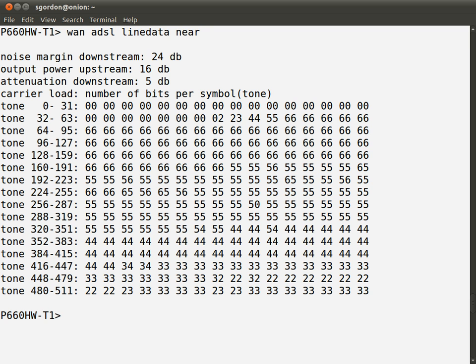I'll show you a graph that compares the attenuation in decibels to the data rate that we can achieve. Any questions on ADSL so far before I move away from this? You don't need to remember what all these things mean, it's just giving an example.